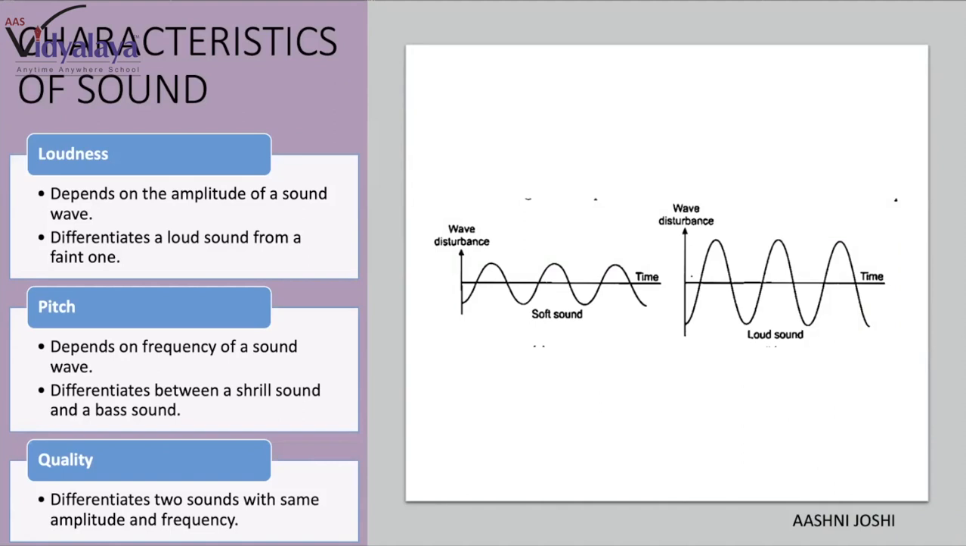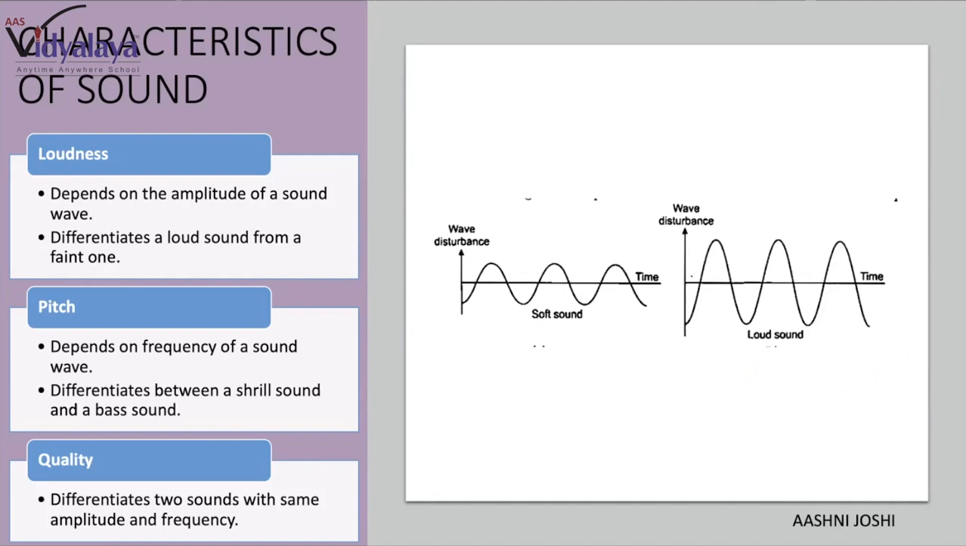Now we come to pitch. Pitch depends on the frequency of a sound wave. We don't have to confuse frequency with amplitude. Frequency is the number of waves in 1 second. In this diagram that we have here, these two have the same frequency because the same number of waves are being produced in 1 second. This differentiates between a shrill sound and a bass sound. A shrill sound would be me doing this high sound, and a bass sound would be me doing a low one. That is the difference in pitch. The shrill one has a higher pitch and the bass one has a lower pitch.